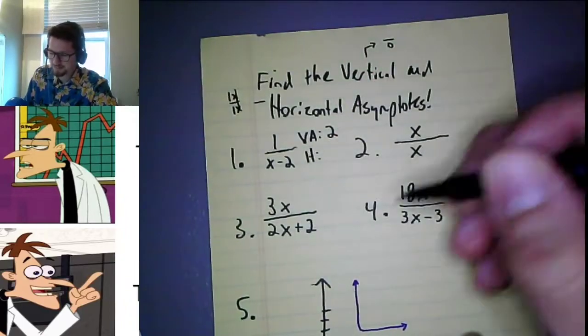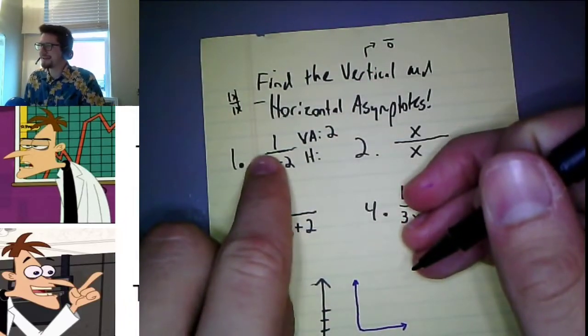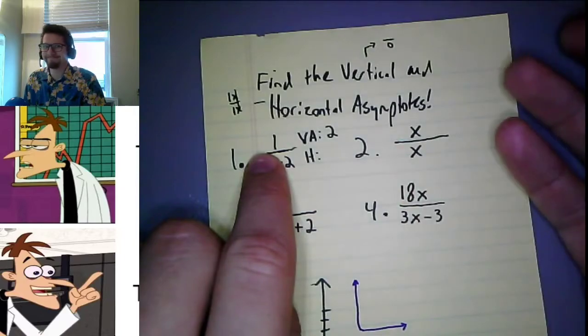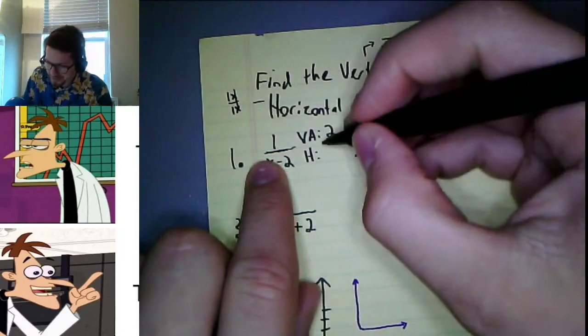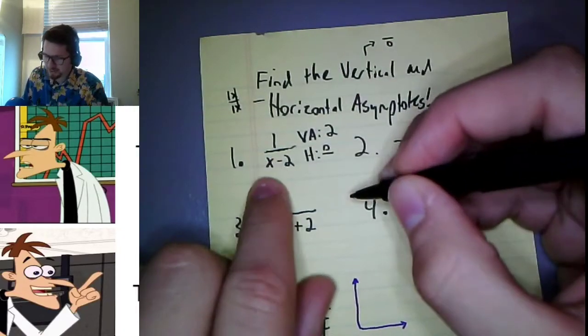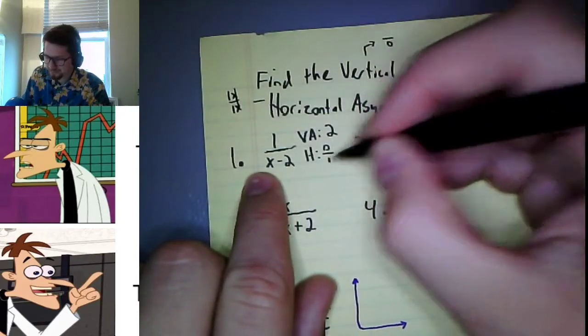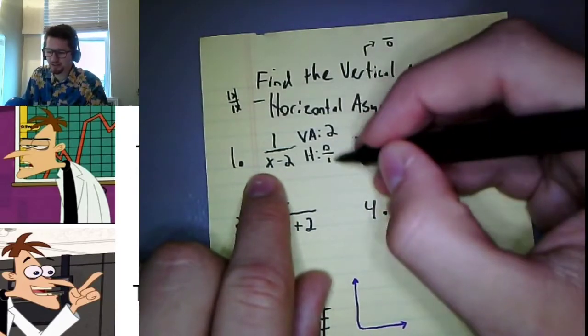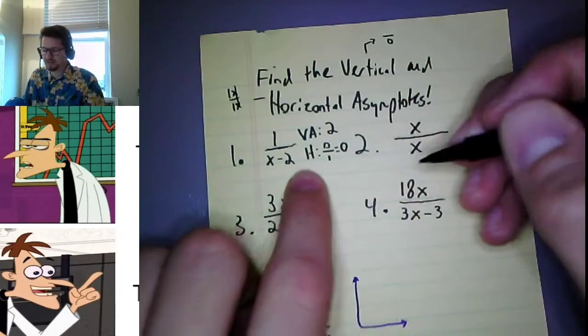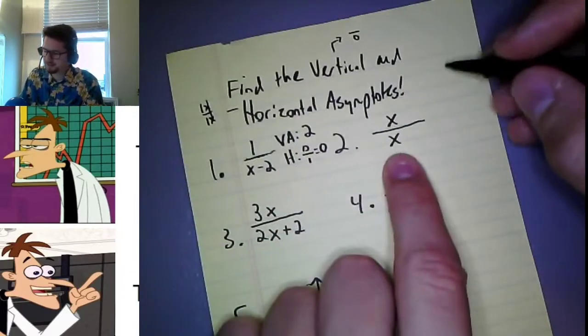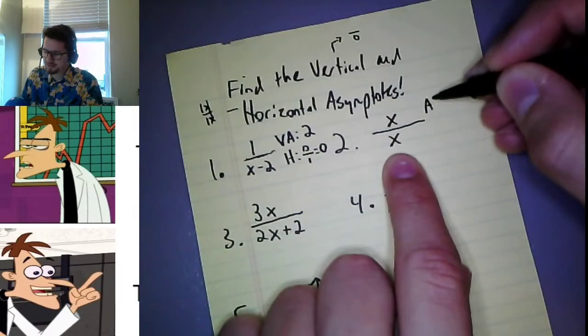Horizontal asymptote. What's the coefficient of my x in the numerator? I don't have one, so that's 0. Over what's the coefficient here? 1. 1x. So 0 over 1 gives me 0. There's my horizontal asymptote. For this problem, vertical asymptote.